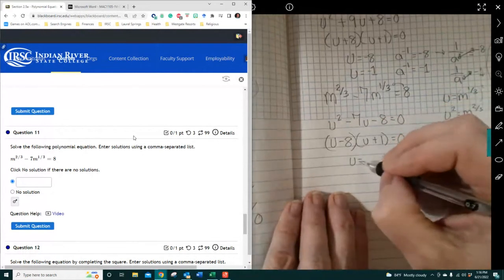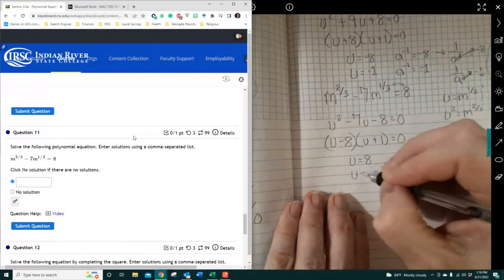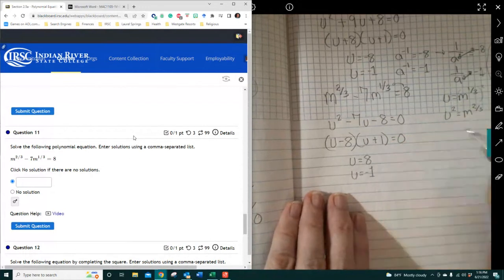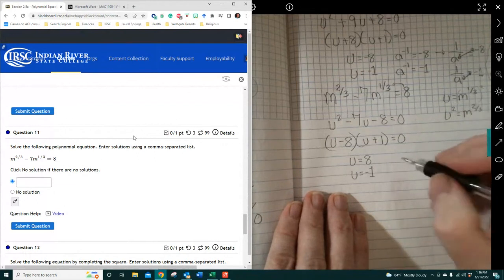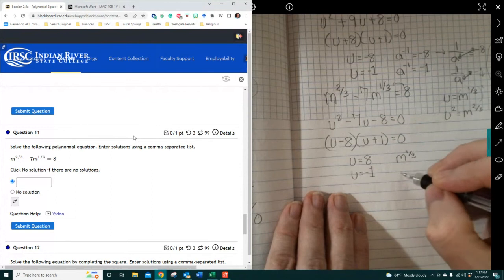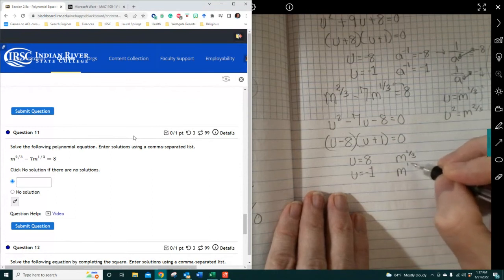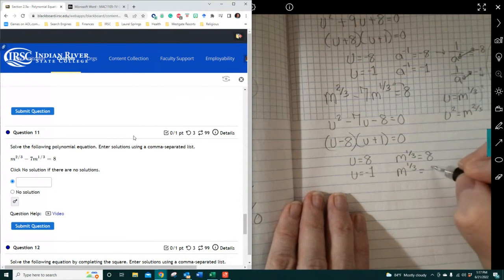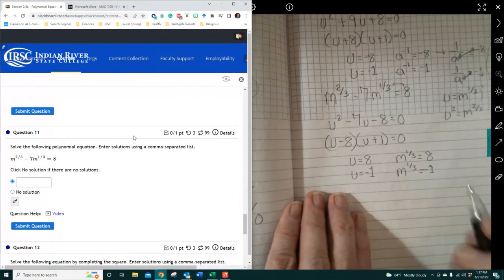And then I go ahead and say that u equals 8 as well as u equals -1. And then I have my two values. I'm going to go ahead and say, well, what is u equal? u equals m to the 1/3, and then I say equals 8 and equals -1.